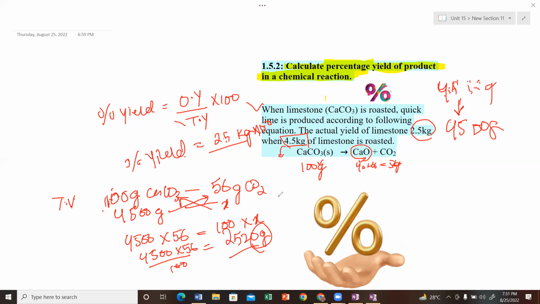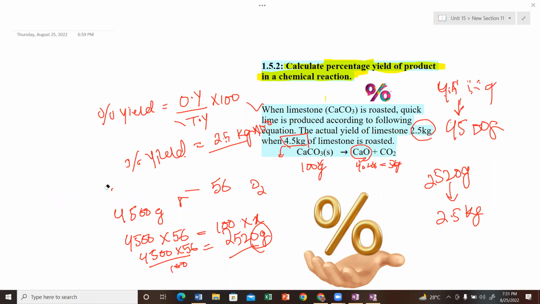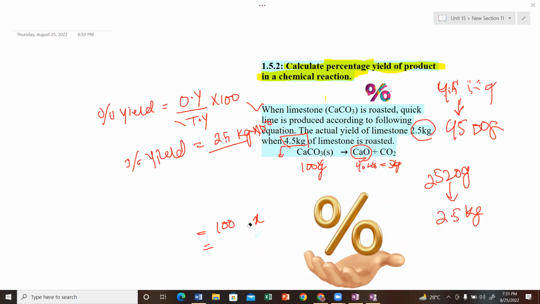So I'm going to put the value in kg over here. 2520 gram, I am going to convert into 2.52 kilogram. So these 2.52 kilogram, I'm going to put in the actual formula. Now, you know very well, it was the formula of percentage yield. The formula of percentage yield is observed yield divided by theoretical yield multiplied by 100.